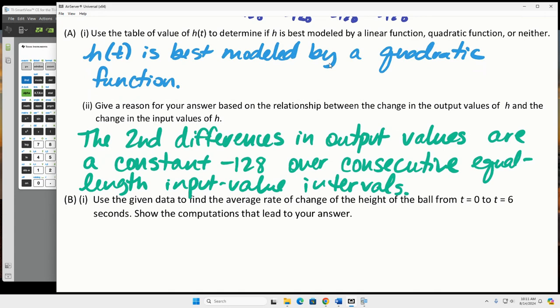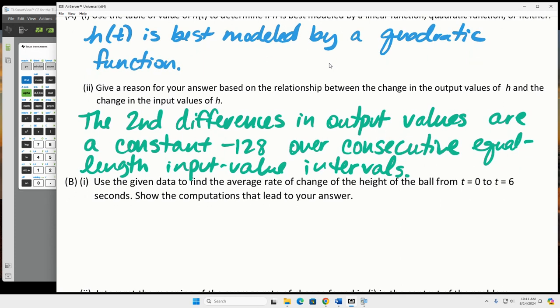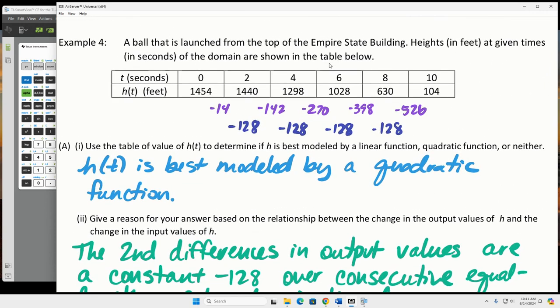All right, so now we're gonna add the new stuff to the old stuff. And on B1, we are going to use the given data to find the average rate of change of the height of the ball from t equals 0 to t equals 6 seconds. So even though there's a ton of other points in the table, the only points we're going to use are the ones with 0 and 6. So just these two.